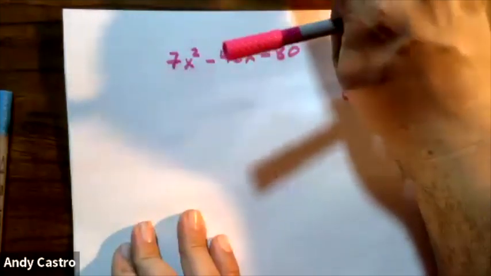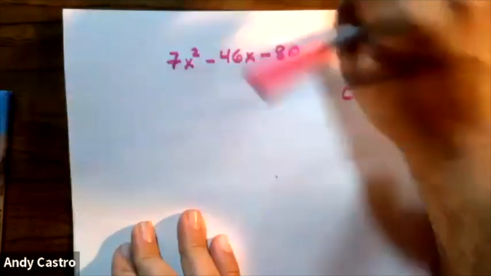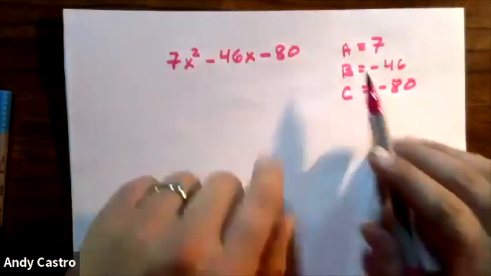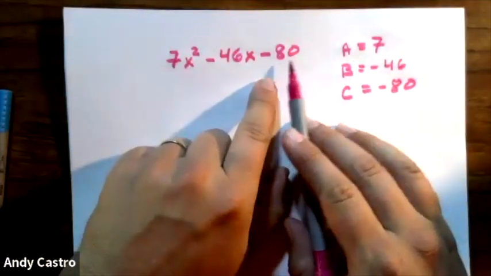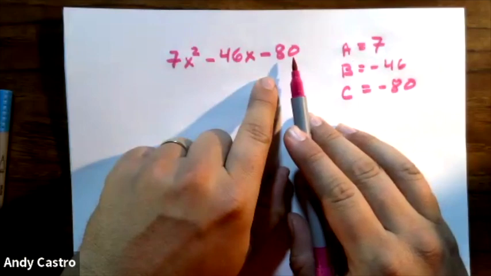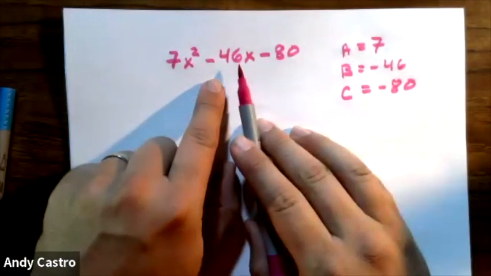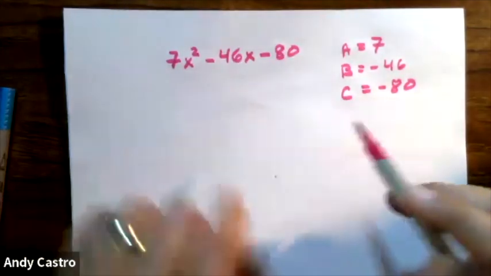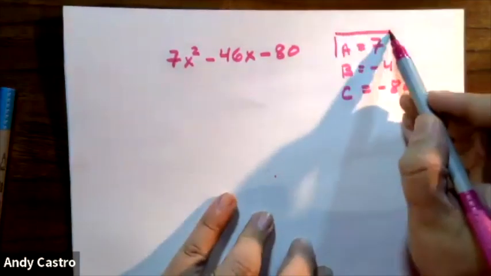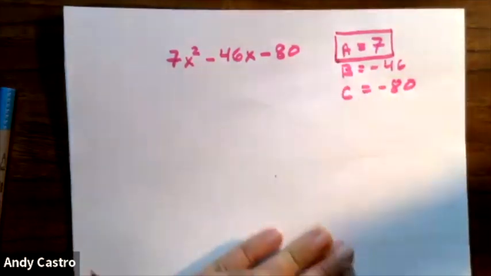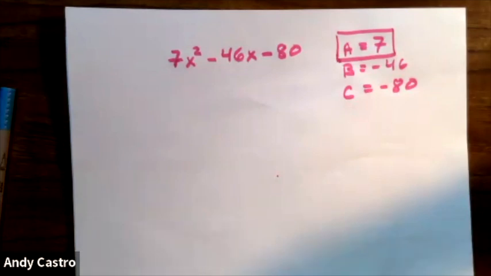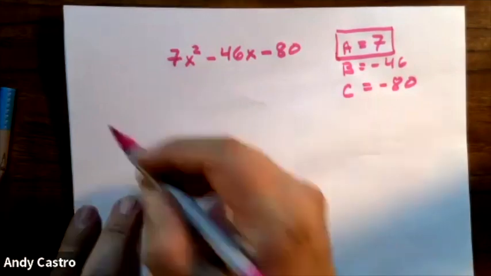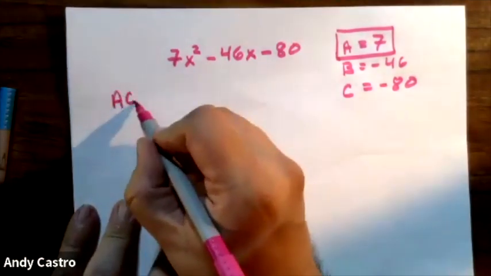Now, how can I factor this? Can I do the same thing? Two things that multiply to give me negative 80 that add to give me negative 46? No, I cannot, because A does not equal 1. I can only do that if A is equal to 1. In this case, A is equal to 7. So I'm going to use the AC method.